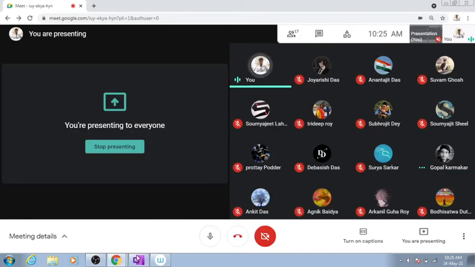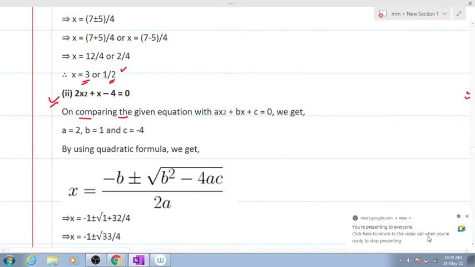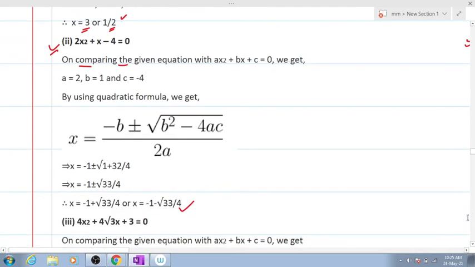Who else has got the answer? This is the answer, because it is a simple one: minus 1 plus minus root over 33 by 4. Did everybody understand this? These answers are exactly the same as you got in question number 1. Answers will come out the same, it's just that the methodology you are using is a bit different. Understood?